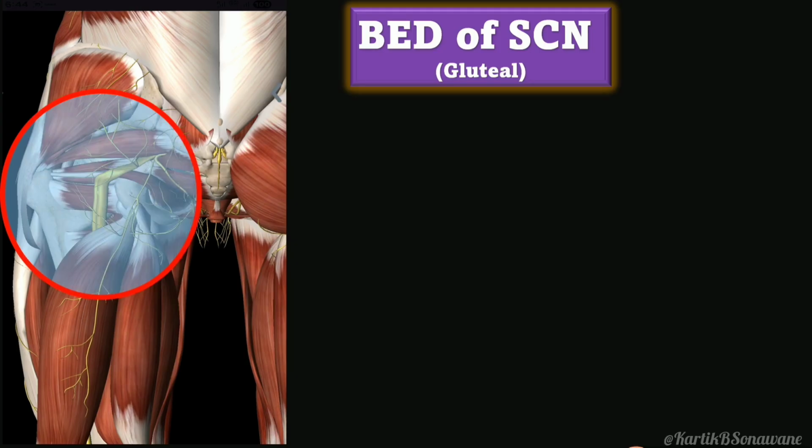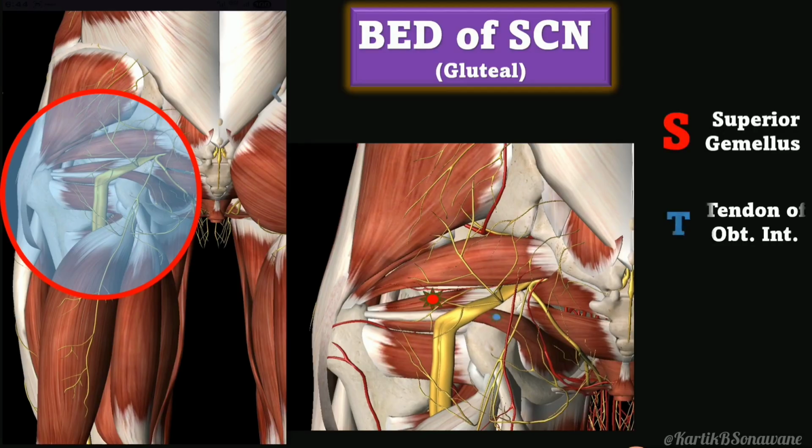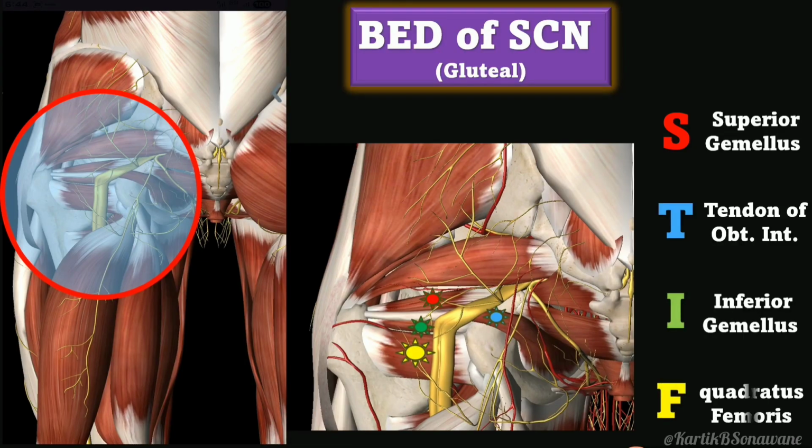A simple rule to remember: the parasacral sciatic nerve always lies deep to the two muscles, the gluteus maximus and the piriformis. Beneath the piriformis, the nerve rests on a muscular bed formed by four key muscles: superior gemellus, tendon of obturator internus, inferior gemellus, and quadratus femoris. This bed is remembered by the mnemonic STIQ, and this is where the sciatic nerve lies in its most proximal course after leaving the pelvis.